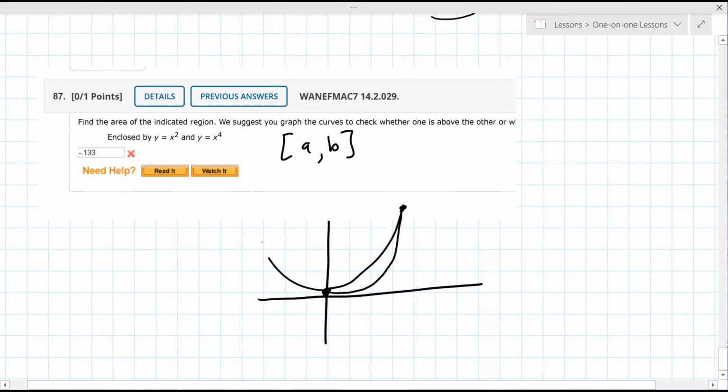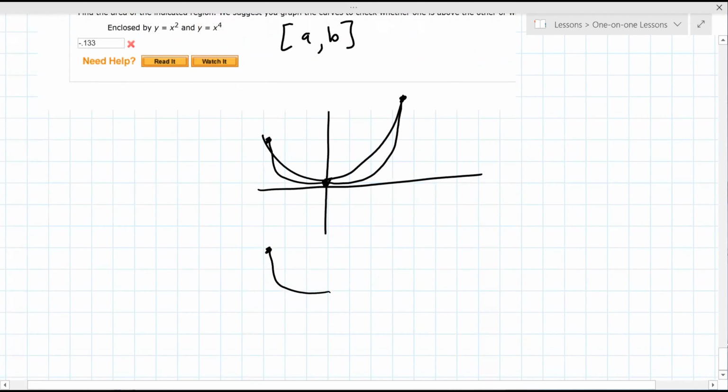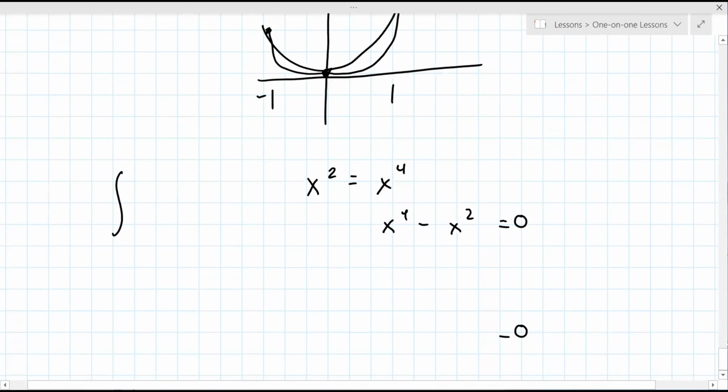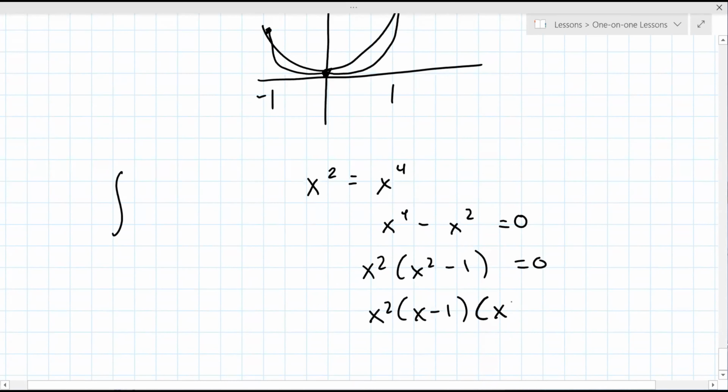And then it's the same thing on this side. So I guess it's the integral from -1 to 1. You would have to graph these to figure out where they intersect, or you set them equal to each other. Where does x squared equal x to the fourth? Then you can write x to the fourth minus x squared equals 0, and factor out an x squared, so you get x squared times x squared minus 1 equals 0.